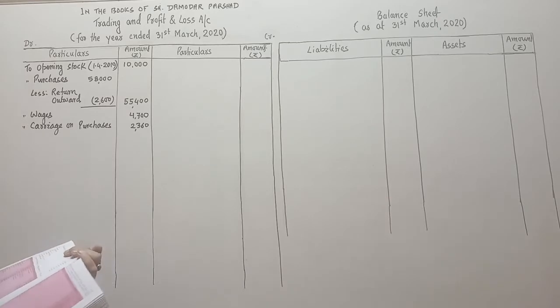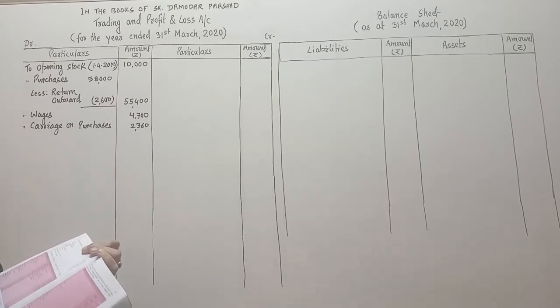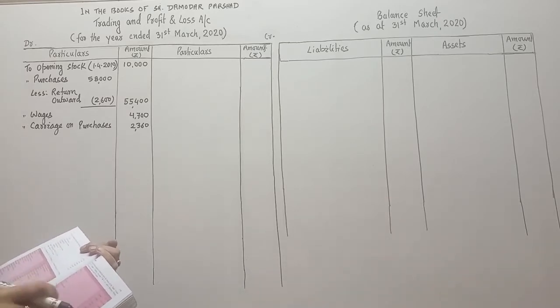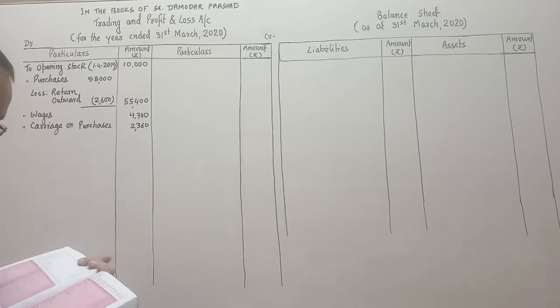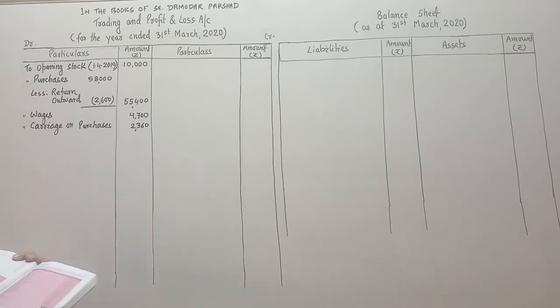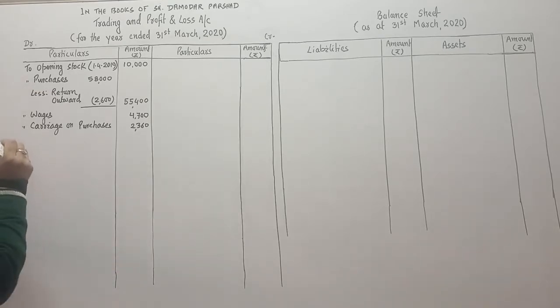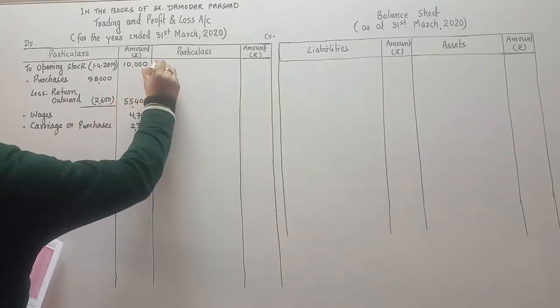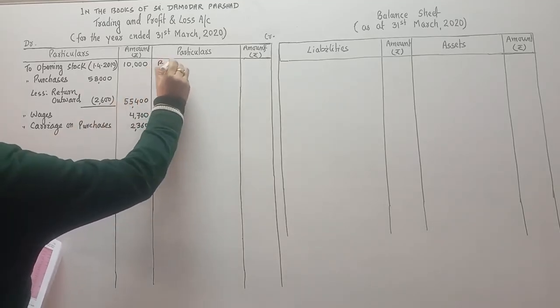There is also carriage on sales. Carriage on sales means carriage outward. This will be reflected in the profit and loss account. Thereafter, after carriage on purchase, the next direct expense: there is no other direct expense. Now you come to the credit side of the trial balance, to sales.